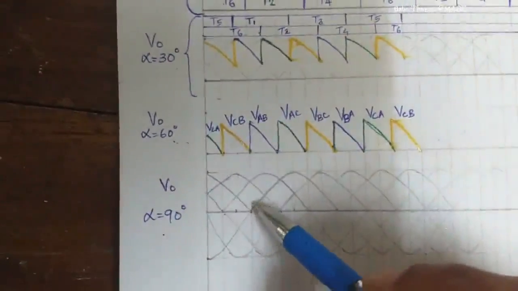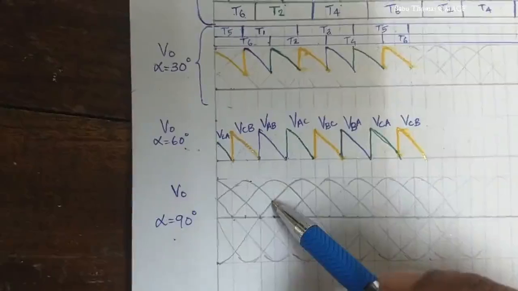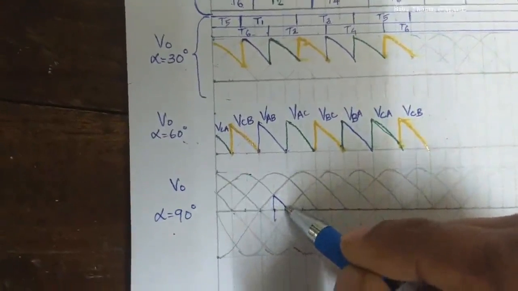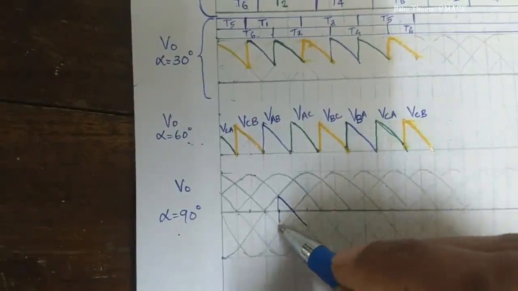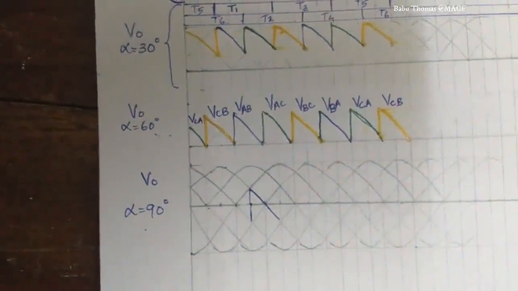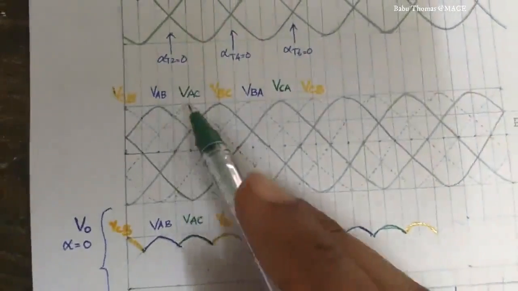So therefore we have to plot the corresponding three-phase waveform corresponding to VAB. So this is nothing but VAB. So here I am going to fire the thyristor T1, and T6 was still continuing. So this is for VAB. Next T1 and T2 come into picture. So T1 and T2 voltage is VAC. So the corresponding waveform after VAB, VAC is coming.